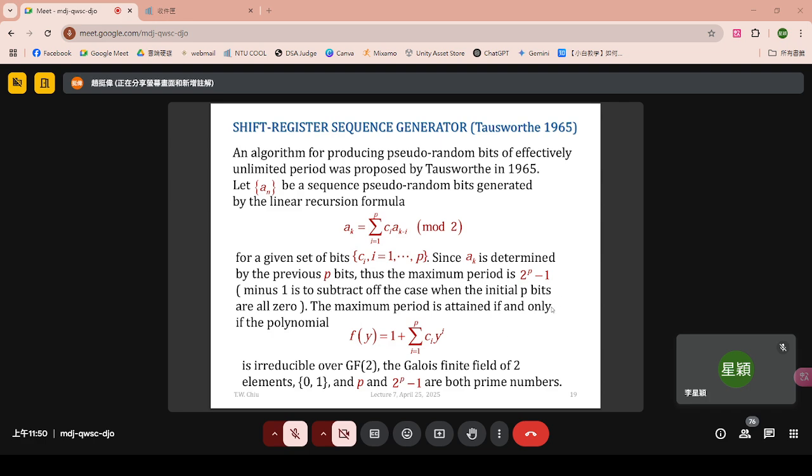If this condition is satisfied, then you use this coefficient C to generate a random bit sequence, and it will give you a maximum period of 2 to the power p minus 1. This is mathematically proved, mathematically concrete. So if p is large, then 2 to the p minus 1 would be as large as you like, provided p is a prime number and 2 to the p minus 1 is also a prime number.